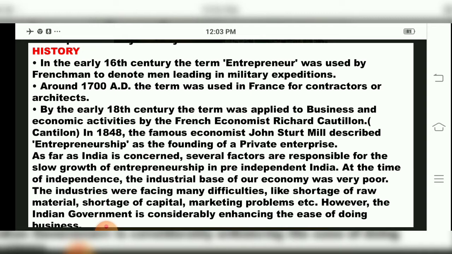As far as India is concerned, several factors are responsible for the slow growth of entrepreneurship in pre-independent India. At the time of independence, the industrial base of our economy was very poor, and the industries were facing many difficulties like shortage of raw materials, shortage of capital, marketing problems, etc. So the Indian government is considerably enhancing the ease of doing business.